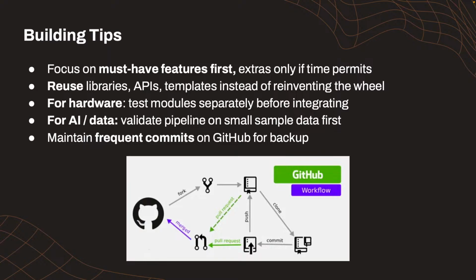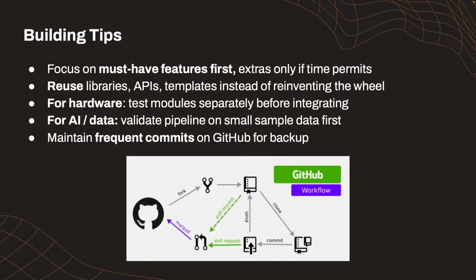So just some general tips for building. Try to focus on the must-have features first, and then you can do extra features only if time permits. Try to reuse libraries, APIs, and templates instead of reinventing the wheel. For hardware, you can test different modules separately before integrating. And for AI and data science, validate a pipeline on a small sample data set first before doing a larger one.